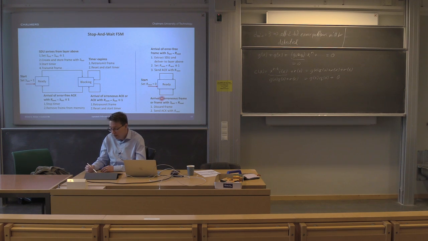Or we can get a bad frame. What is a bad frame? A bad frame is something which has errors in it, or a frame which has the wrong sequence number. In both of these cases, we discard the frame, and we retransmit the ACK of the frame, informing the transmitter of what sequence number we would like to have.